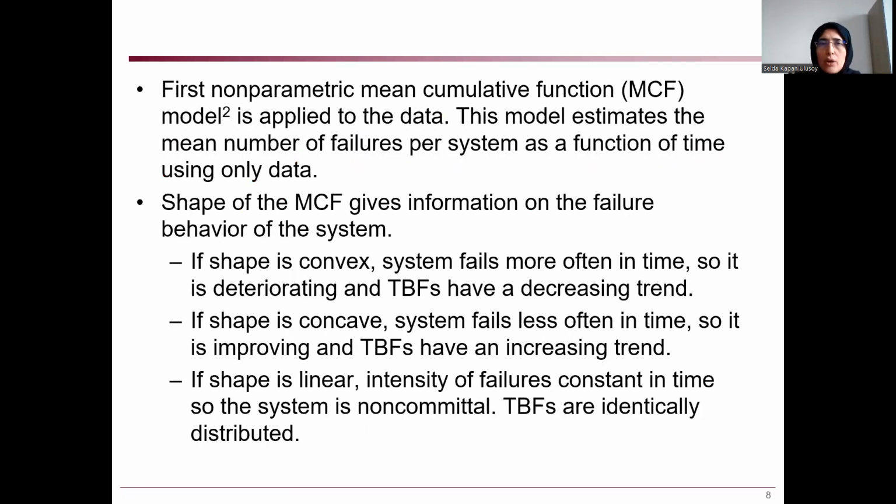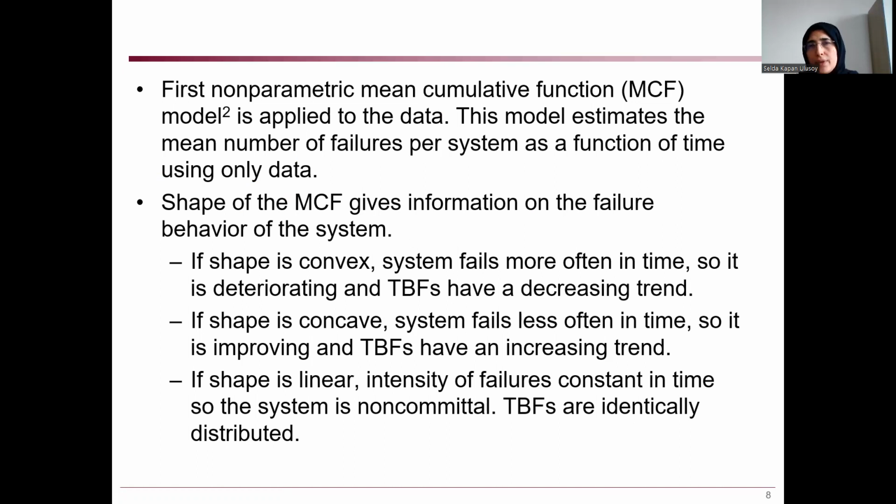In our modeling effort, we start first with the non-parametric MCF model. The non-parametric MCF estimates the mean number of failures per system as a function of time using only data. So we don't assume any parametric model here. So data can speak for itself.